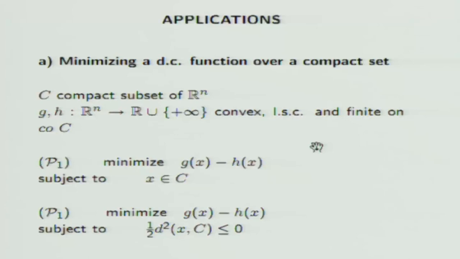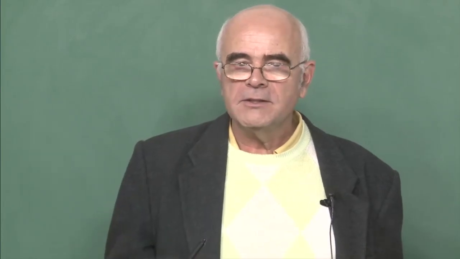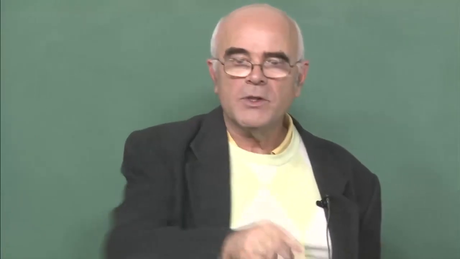Just two theoretical applications of this general formula. First, we consider the minimization of a DC function over a compact set. Compact set which need not be convex. Okay, so this is our problem. The set C in P1 is not convex anymore. The set C is compact, not convex. So we are considering a very, very general problem. In fact, it can be seen that the minimization of an arbitrary lower semi-continuous function over a compact set can be reformulated in this way.